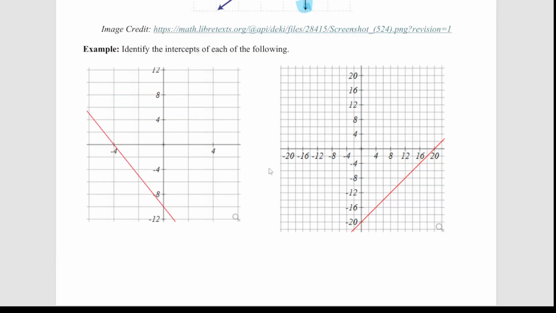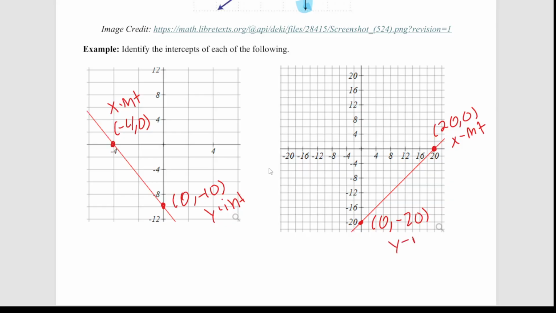So for this first graph, we've got ourselves an intercept over here at negative 4, 0, and an intercept down here that occurs exactly halfway in between negative 8 and negative 12. So it is at 0, negative 10. Negative 4, 0 is your x-intercept. 0, negative 10 is your y-intercept. Similarly, on this next one, we've got ourselves an x-intercept at 20, 0, because that's where it crosses the x-axis. And we have ourselves a y-intercept at 0, negative 20.